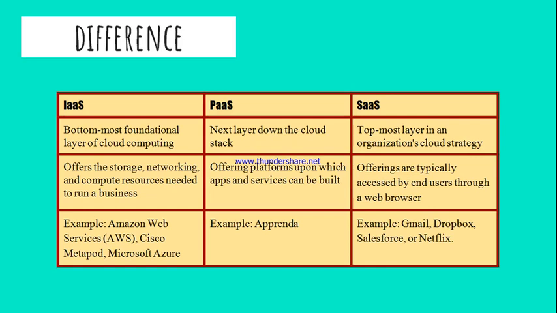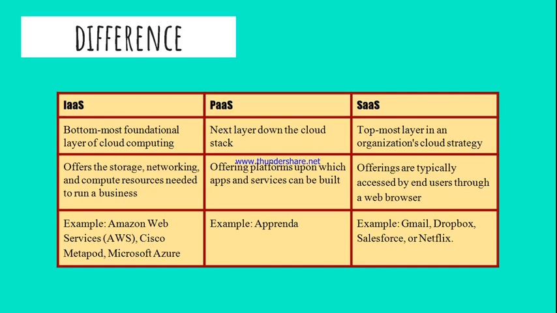Second, infrastructure as a service offers the storage, networking and compute resources needed to run a business, while platform as a service offers platforms on which applications and services can be built. Software as a service is typically accessed by end users through a web browser. Besides, software as a service can be billed based on consumption or, more simply, with a flat monthly charge.